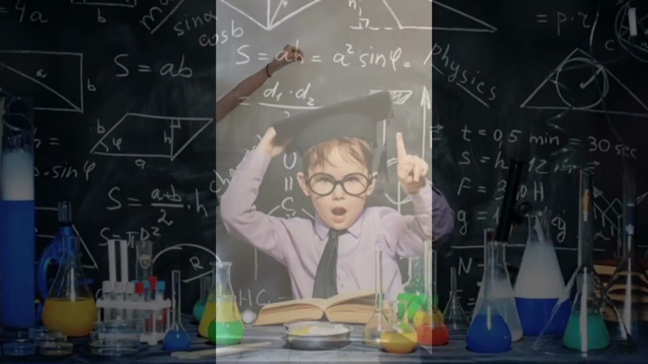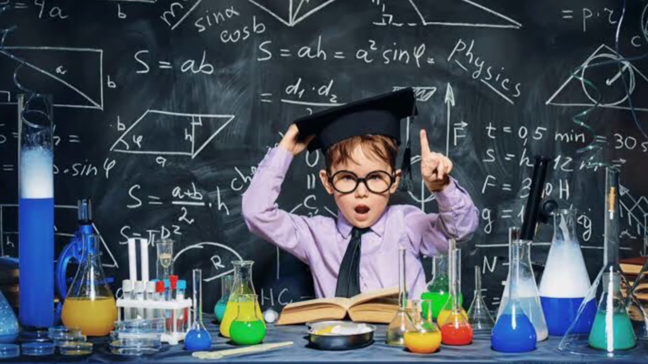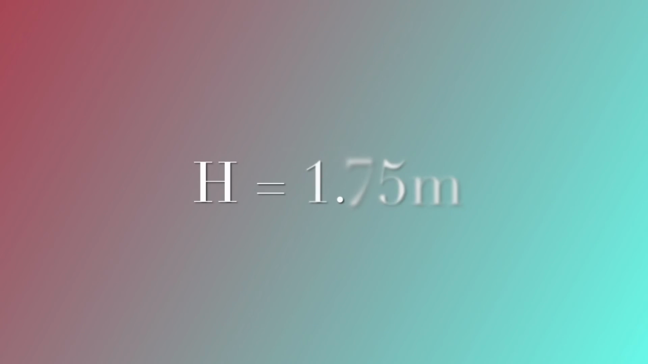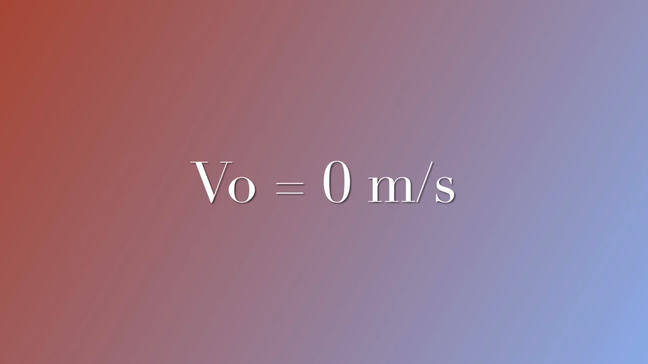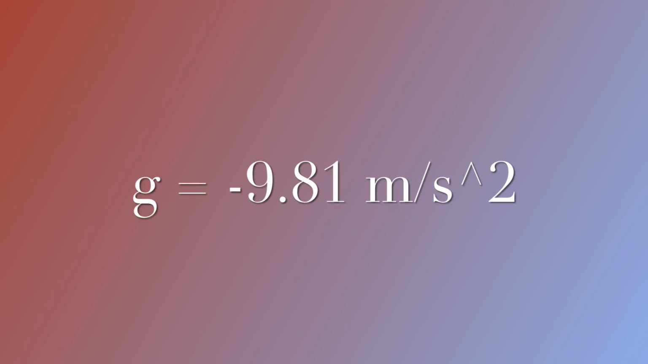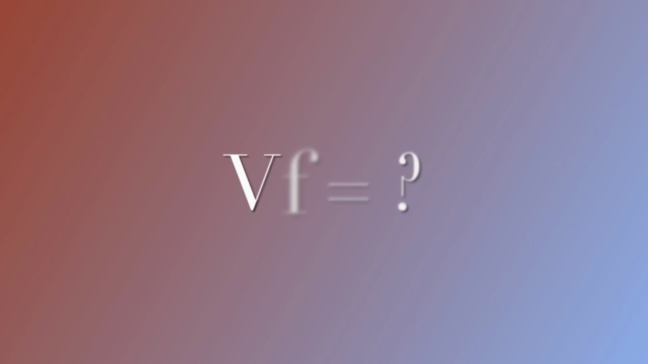In this experiment, we let a little bag fall from a height of 1.75 meters, and we took the time until it reached the ground, which was 0.6 seconds. We already know that in free fall, the initial velocity is 0 meters per second, and gravity is the acceleration, which has a value of minus 9.81 meters per second squared. The value we needed to find was the final velocity, and we obtained it with the next equation.